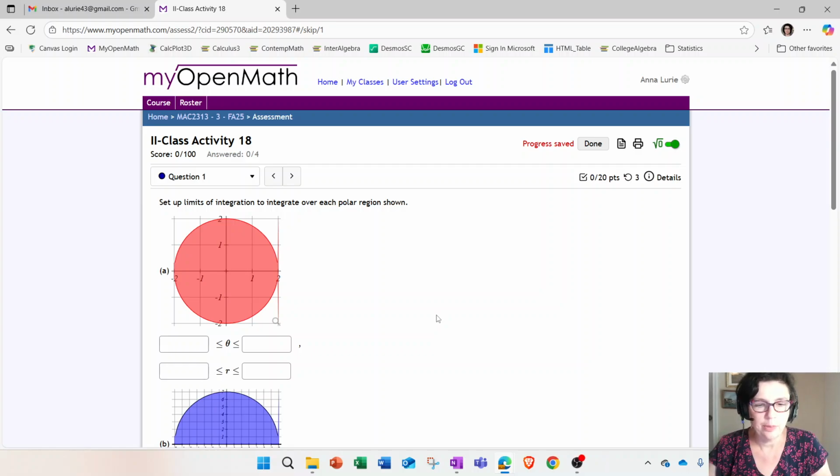In this video, I'm going to discuss how to set up limits of integration when we're integrating over what's called a polar rectangle. This is where your angle theta and r are both going to be just like numbers. So theta will change from a number to a number and r will change from another number to a number. That's called a polar rectangle. But what are theta and r and how do we determine them?